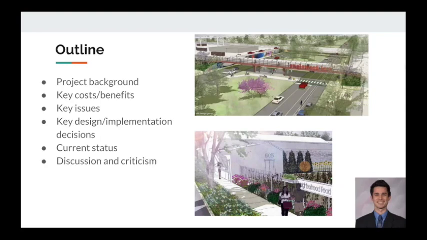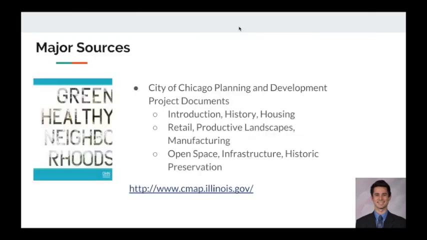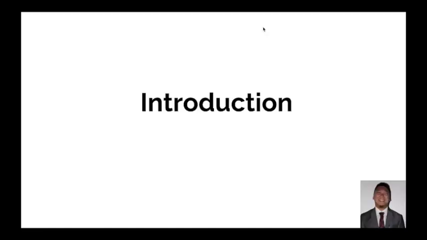Throughout the course of this video, we'll be discussing several different aspects of the Green Healthy Neighborhoods Planning Strategy. We'll give a project background, a list of key costs and benefits, key issues, key design implementation decisions, a current status of the project, and a discussion and criticism. Our main source of information for our analysis was the complete project document set from the City of Chicago's Planning and Development Department. It's separated into 3 separate documents: an introduction, history and housing, retail, productive landscapes, manufacturing, open space, infrastructure, and historic preservation.